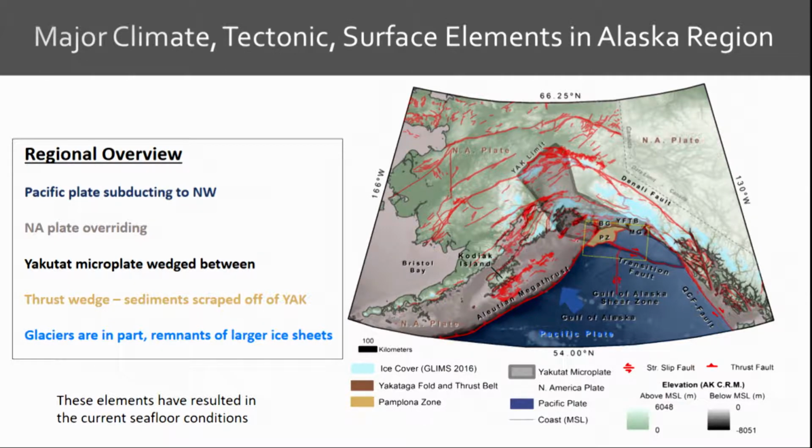Let's take a look at the major elements in the Gulf of Alaska region. What's going on here is the Pacific Plate is being subducted under North America, and we have an overriding plate here. We have a microplate sort of wedged between these, and as all these plates are sort of being subducted and grinding around against each other, we're forming a thrust wedge, which is sediments that are scraped off. And on top of all that, what we have are glaciers that are remnants of larger ice sheet extents in the past. These elements have resulted in the current seafloor conditions that we see now.